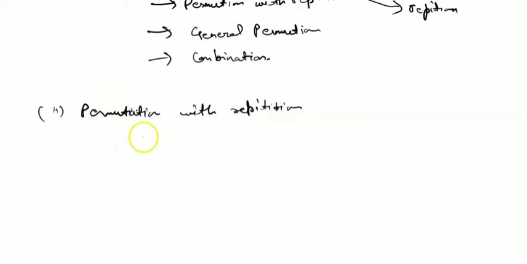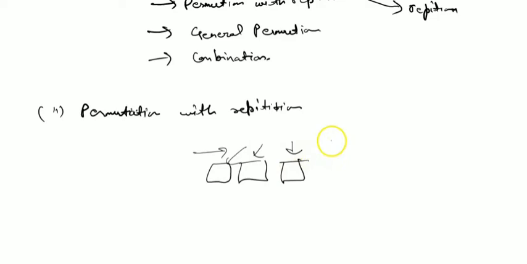Okay, but in the second case of permutation with repetition, you generally don't have repeating numbers for all three slots that can be filled. In the second case of repetition, there's actually defined or limited repetition that can be done.